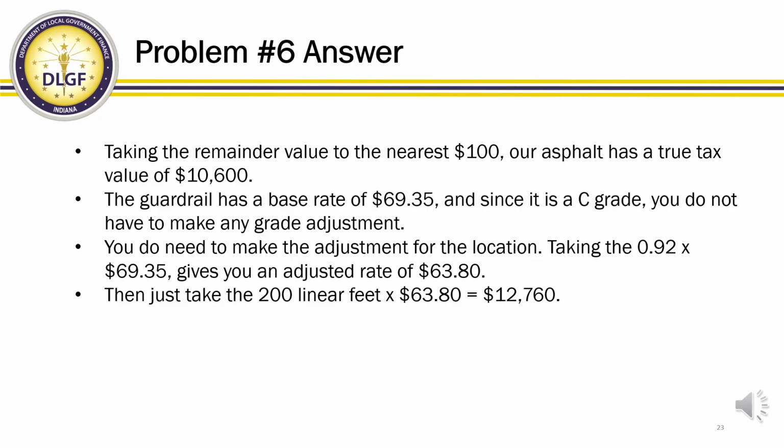Now we're going to take our remainder value to the nearest hundred, and we're going to get a total true tax value of 10,600 for our asphalt paving. Next, let's go ahead and work on our guardrail.